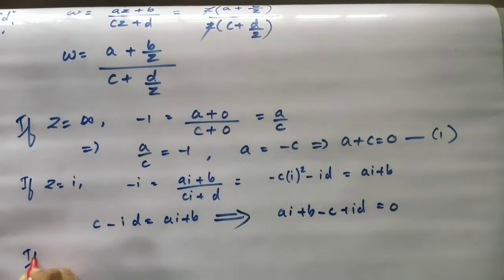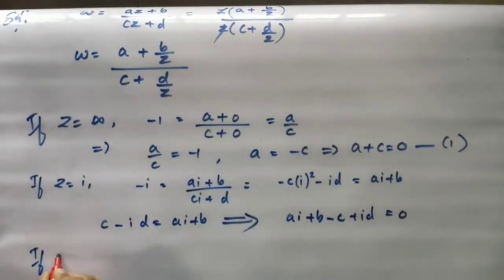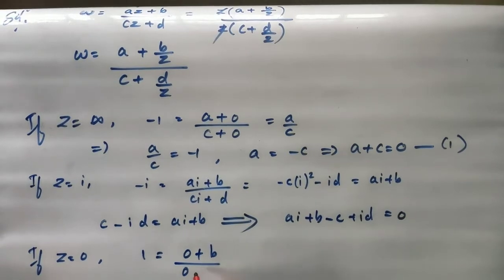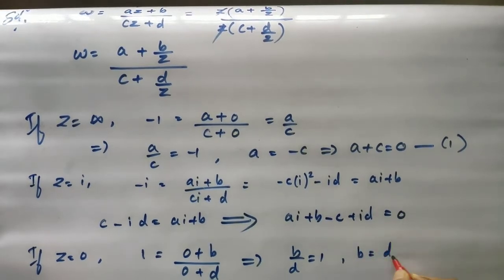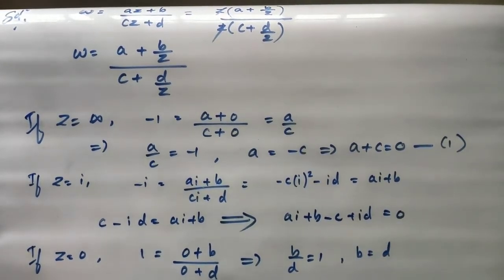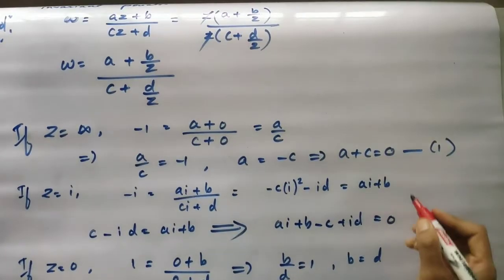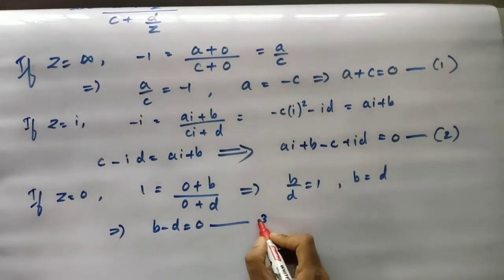Again, the last part: if z is equal to 0, w is 1. So 1 is equal to (0 + b) divided by (0 + d). When you simplify this, b divided by d is equal to 1, or b is equal to d, or the equation is b - d = 0. So this was equation 1, equation 2, and the third condition gives you equation 3.